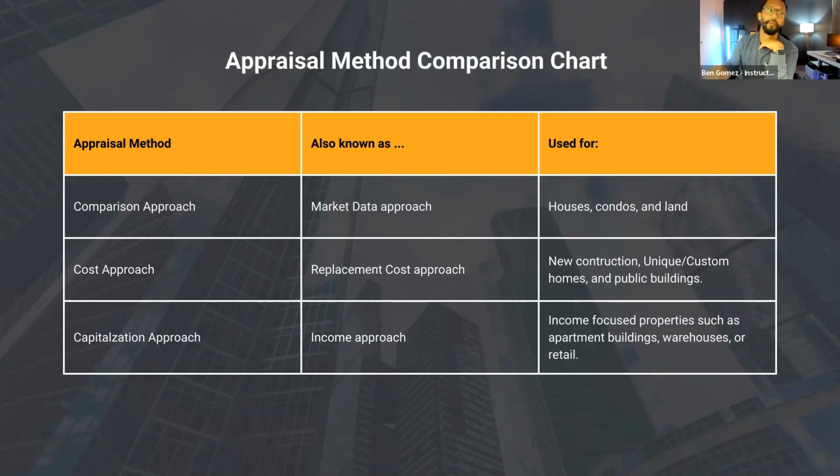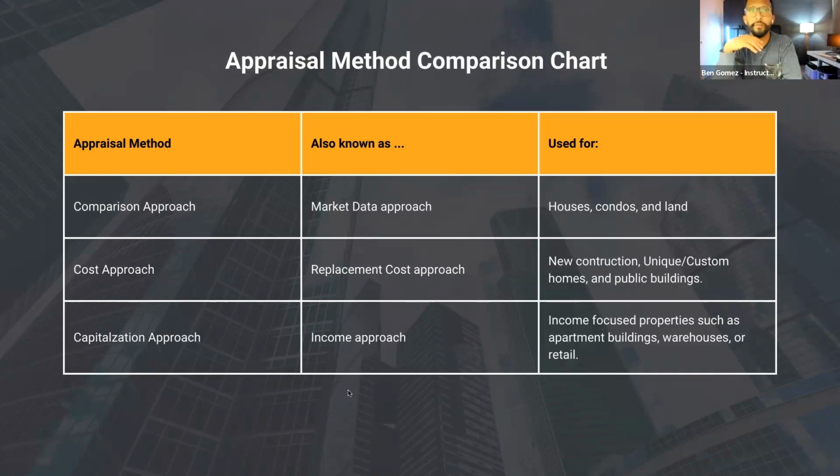The last one, the third approach, is the capitalization approach, also known as the income approach. This appraisal is mainly focusing on apartment buildings, warehouses, retail. This is income focused. What's the money generated off this? Cap approach, income approach. Three types of approaches: comparison, cost, cap approach.